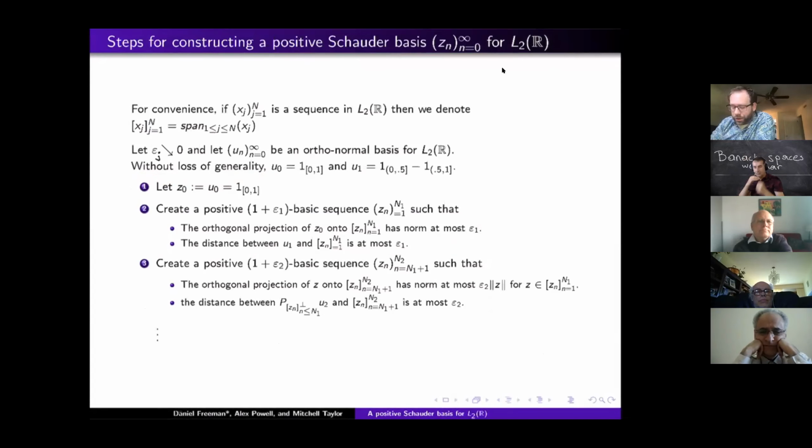So we can construct a positive basic sequence which starts with the indicator function of [0,1], and then everything else will be far away from that, and we can reconstruct the Haar vector. The difficulty is that when building a basis for the entire space, you need to make sure that the basic sequence that you're building is nicely complemented in it.